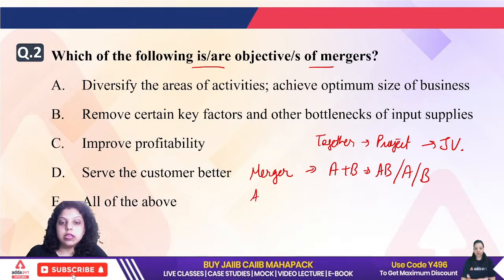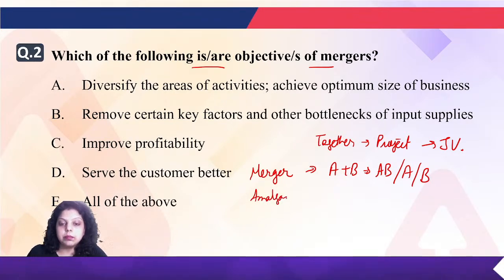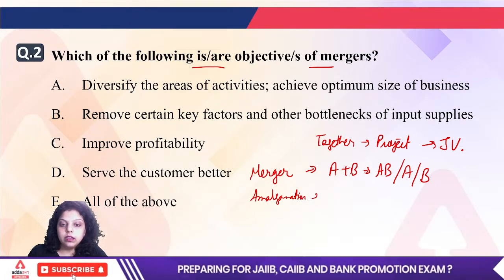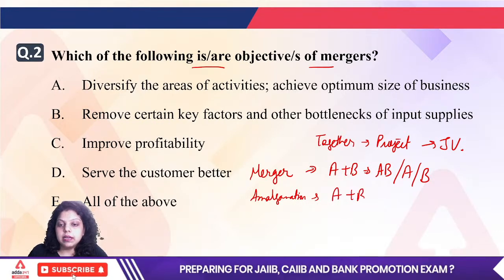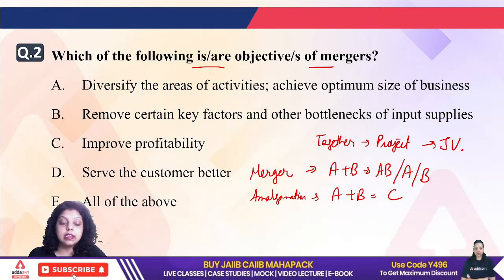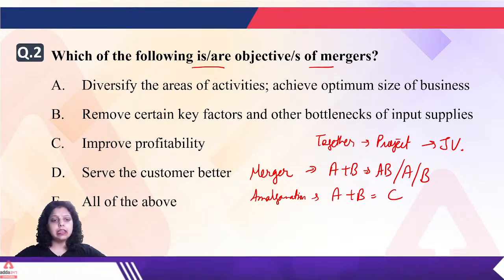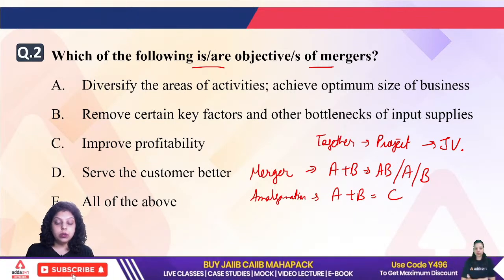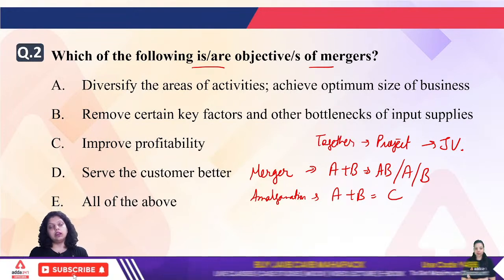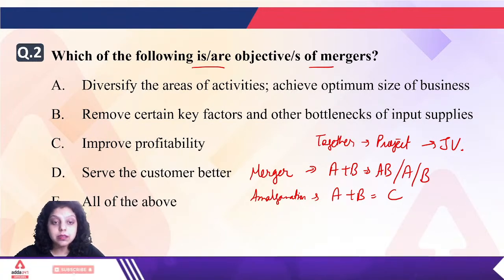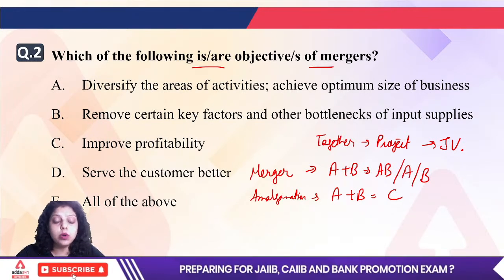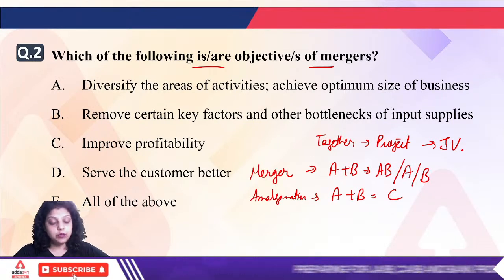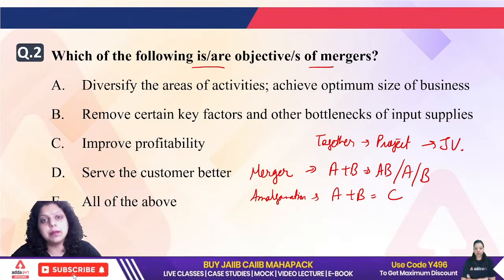Now, when it comes to amalgamation, amalgamation means simply that two companies are amalgamating with each other and they will create a new entity. We have also done the practical in school time. In chemistry, we used to amalgamate two chemicals and they make one chemical. Okay, it is similar here. What does amalgamation mean? When two or more companies are amalgamated together, they form a new entity, that is C, or it can be another name.